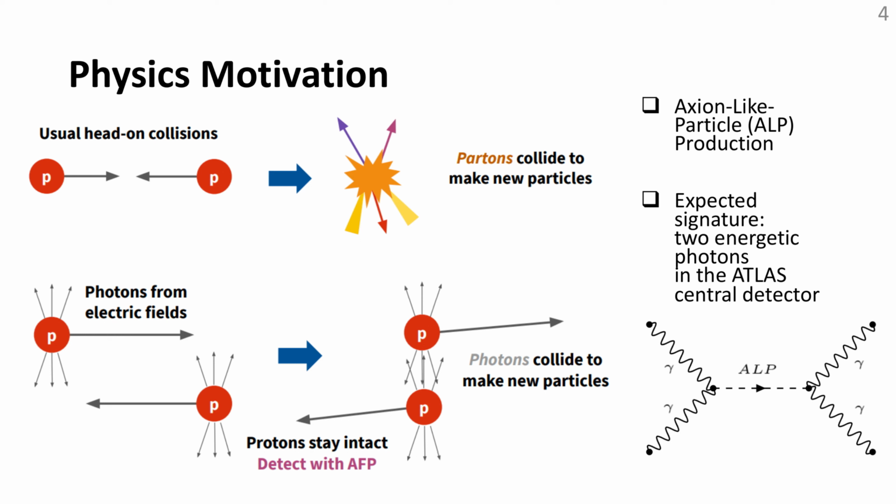You see that you have two photons, which are coming from the protons that are very close, producing the axion-like particle and making two photons, and physicists know very well that this is then the invariant mass of this axion-like particle. So we have this project of axion-like particles where we expect two energetic photons in the ATLAS central detector.